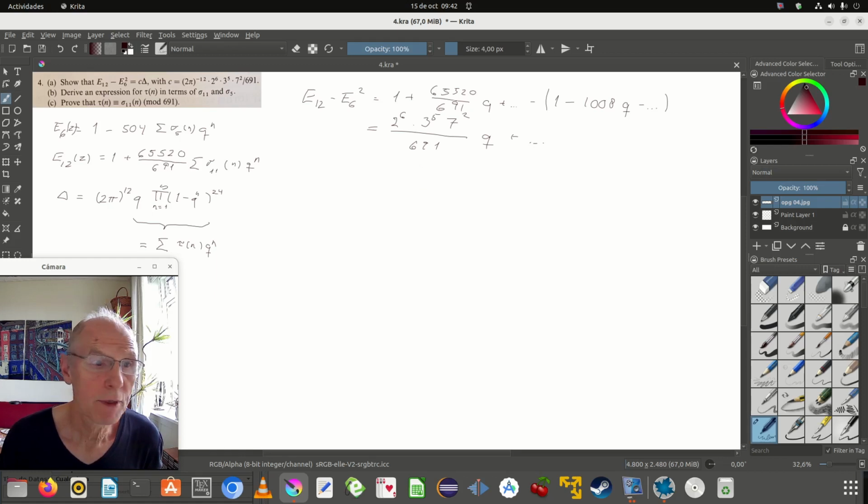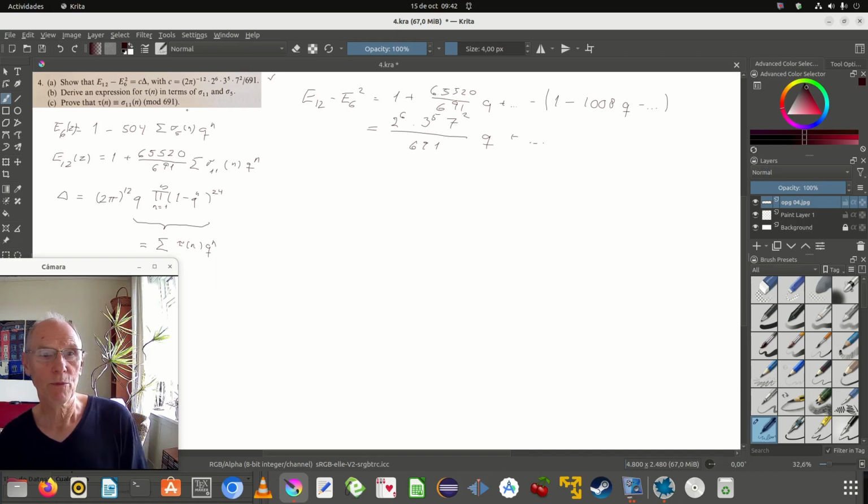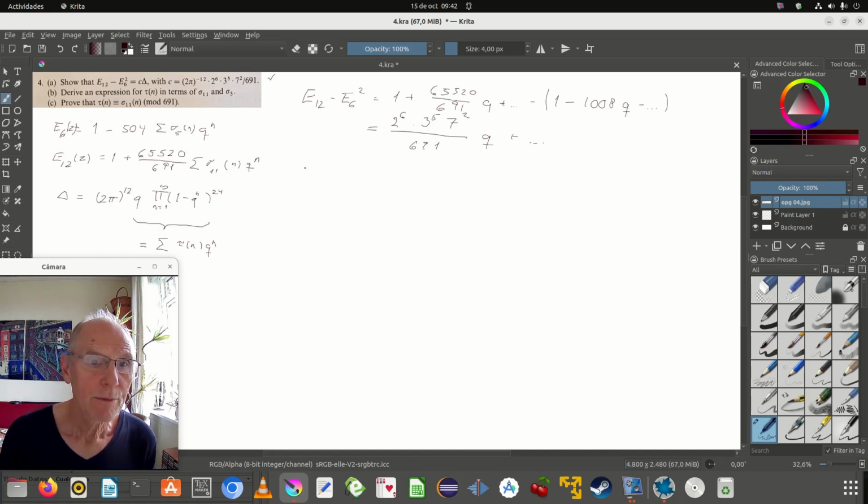So this should be the constant except the factor 2 pi to the minus 12, 2 to the 6, 3 to the 5th, 7 squared, right, divided by 691. Wonderful. So that was A. Oops. Well, we need to do it in full detail.